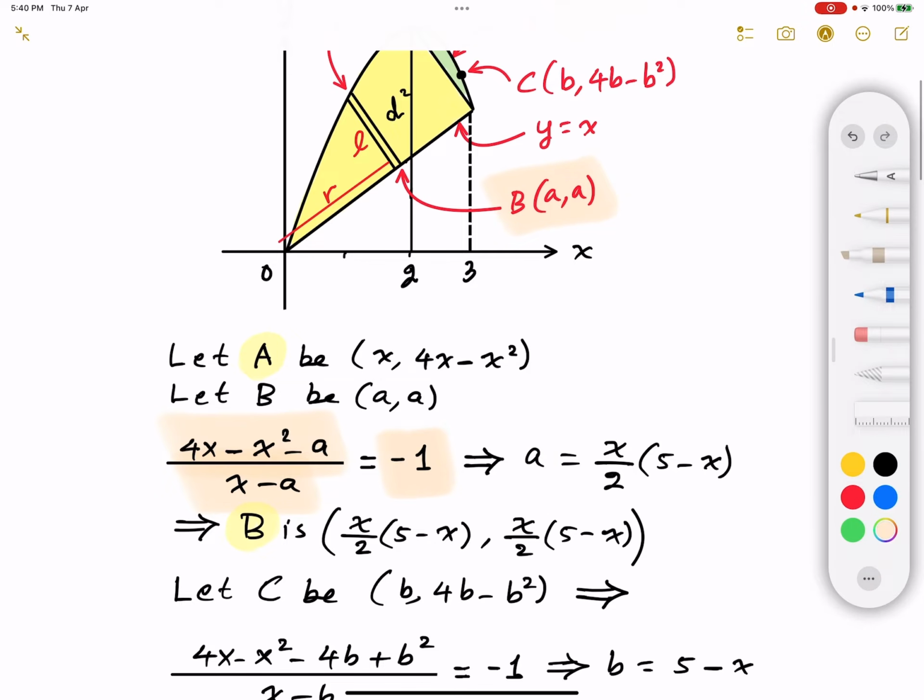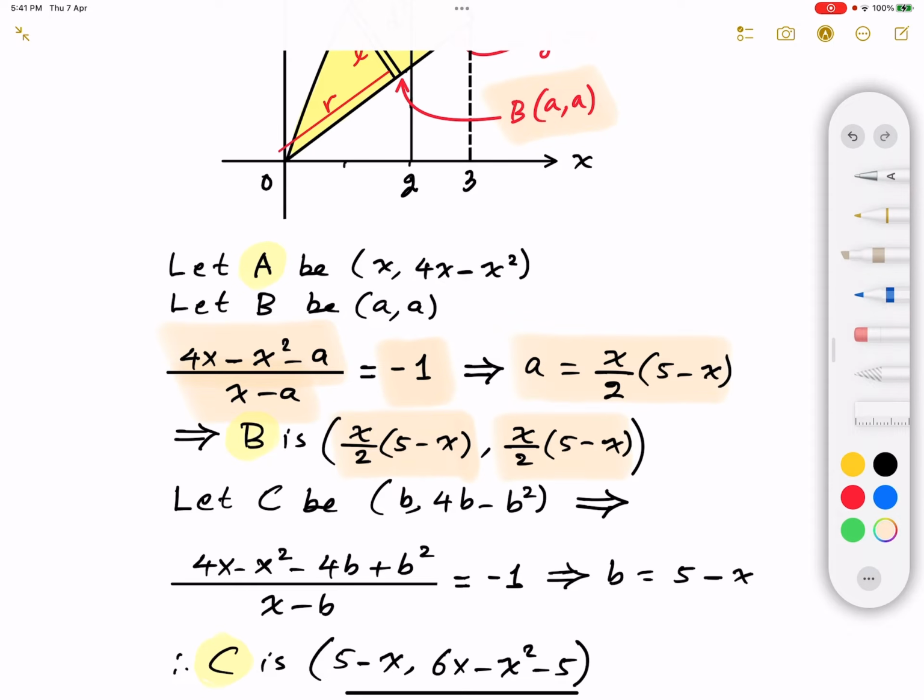From that, we can calculate the value of a, which is going to be x divided by 2 multiplied by 5 minus x. So in that way, we can know the coordinates of the point B. B now has the coordinates x over 2 times (5 minus x), and the y coordinate is also going to be the same thing.